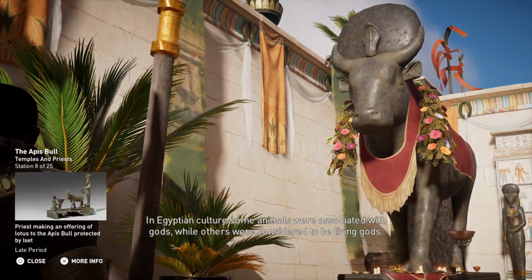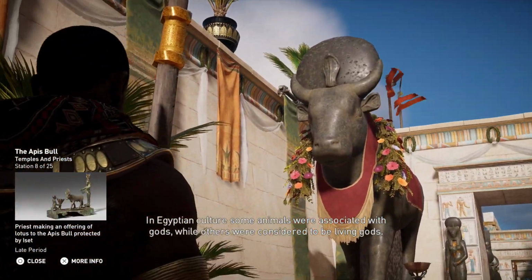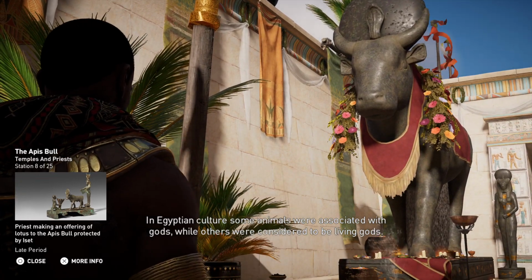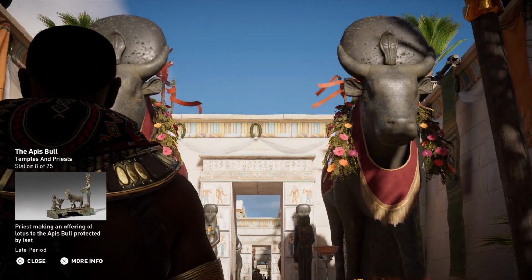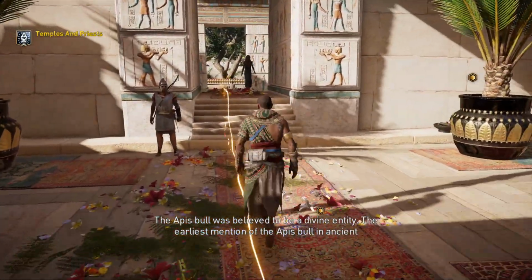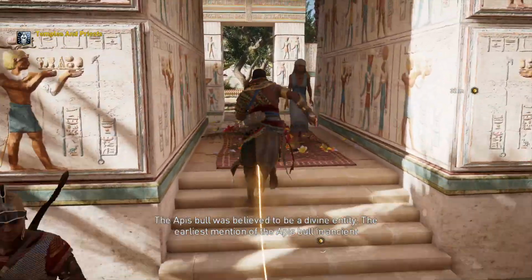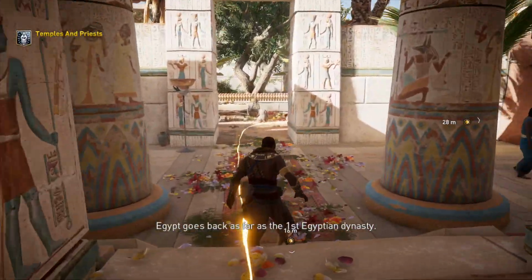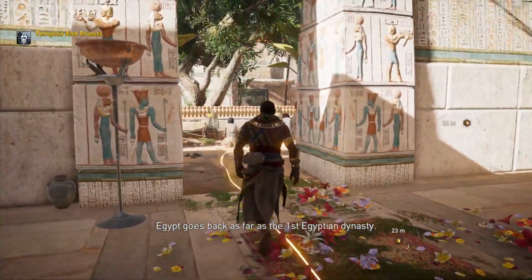In Egyptian culture, some animals were associated with gods, while others were considered to be living gods. The Apis bull was believed to be a divine entity. The earliest mention of the Apis bull in ancient Egypt goes back as far as the first Egyptian dynasty.